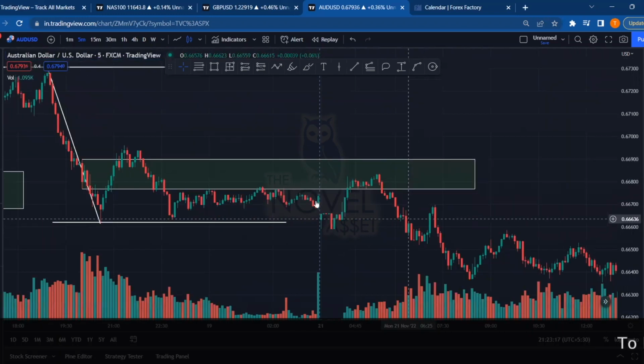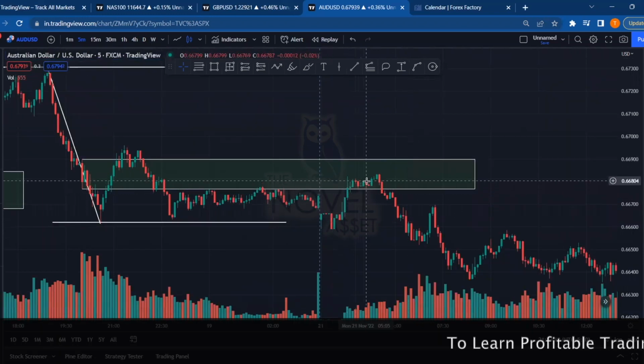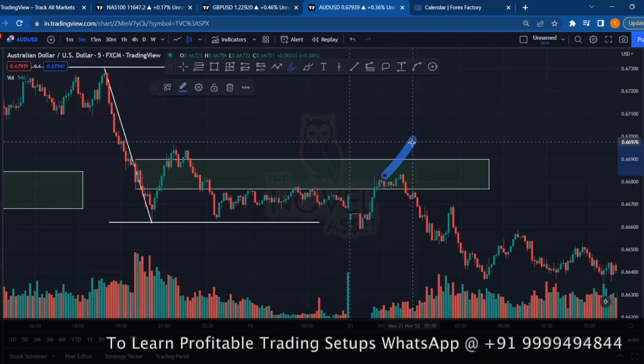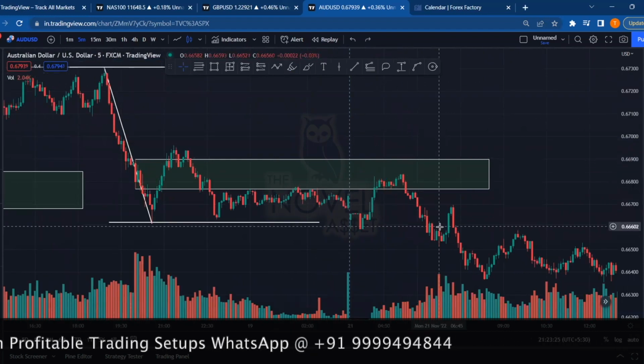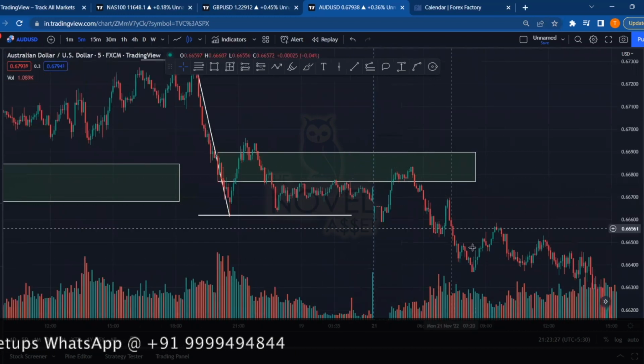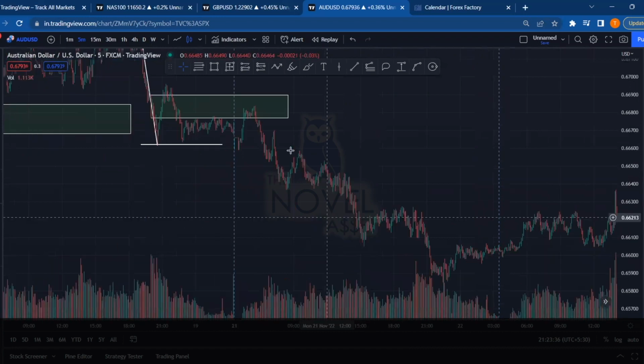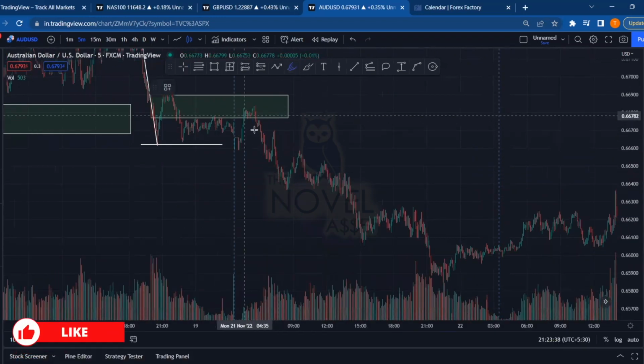What you can see is that the price in the Asian session started going upside, but took resistance from this level. It was not able to go above this level. So we are expecting a bearish day on the next day. And that's what you can see in the same trend: the price stayed in lower lows and lower highs for the whole day.